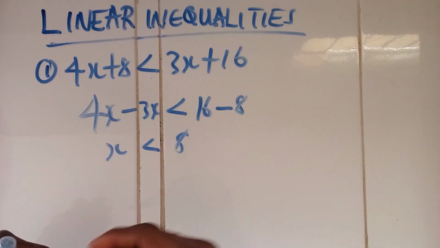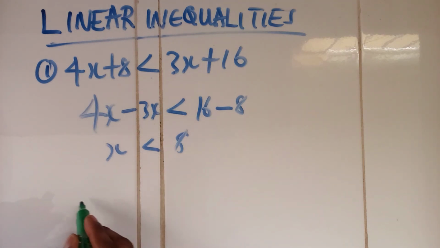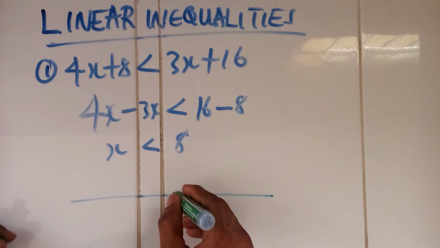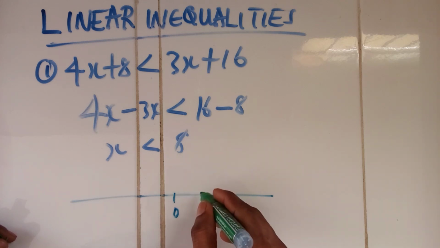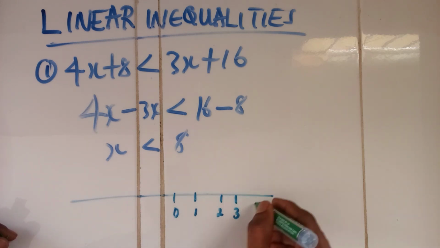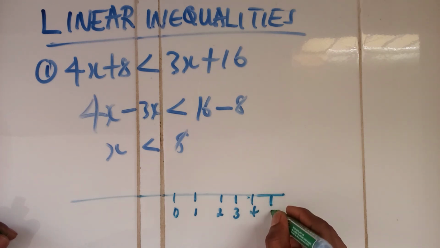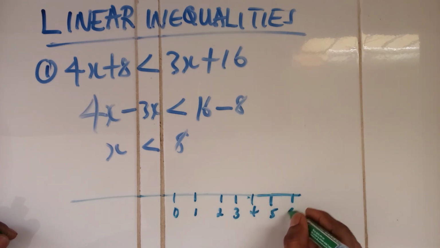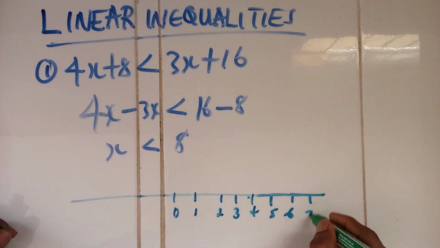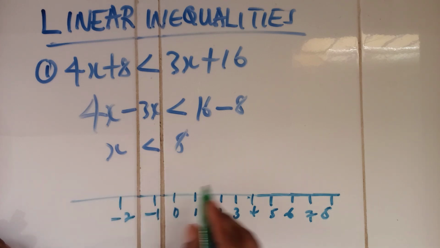So you want to show this result on a number line. So you want to draw the number line. This is the origin 0, then to the positive 1, 2, 3, 4, 5, 6, 7, then 8. Then to the negative, negative 1, negative 2, the process continues.